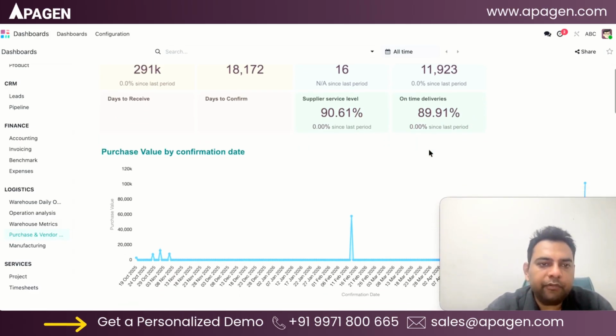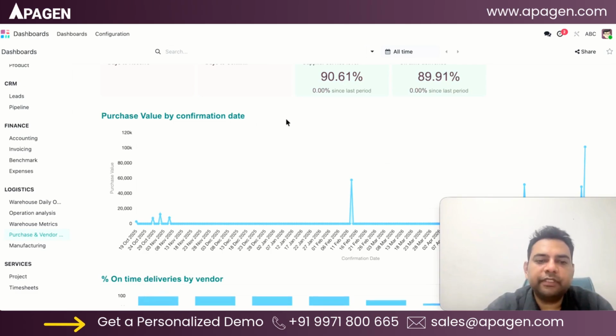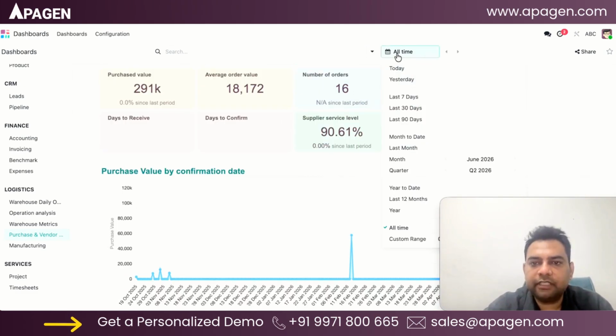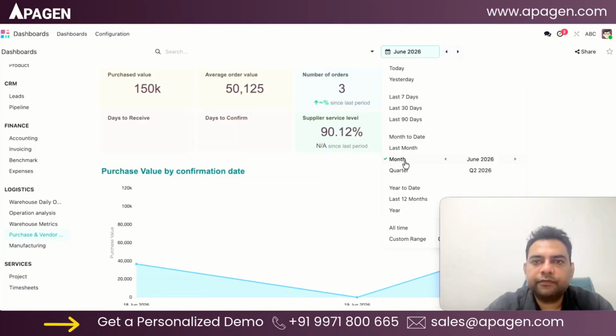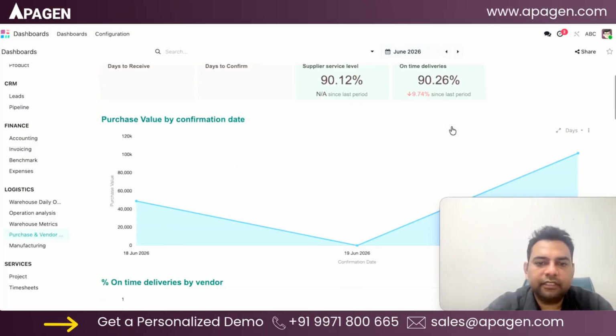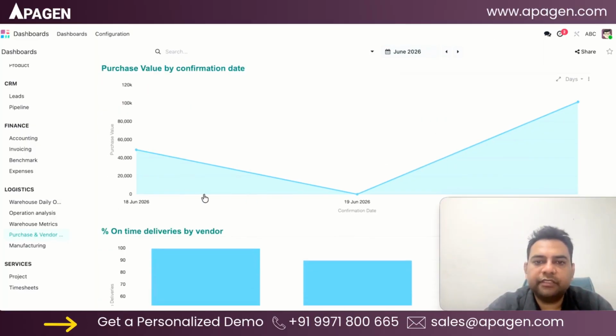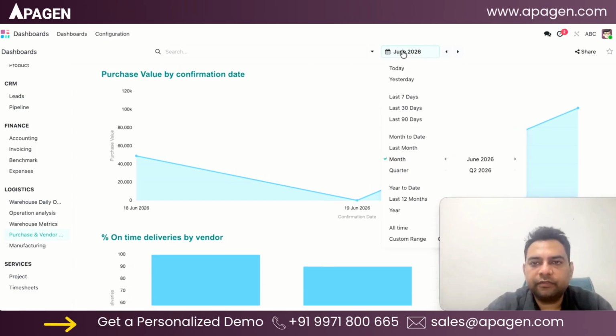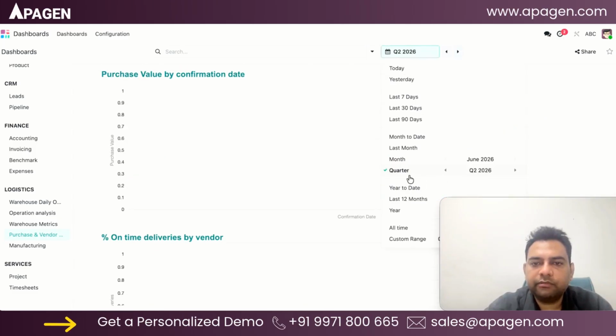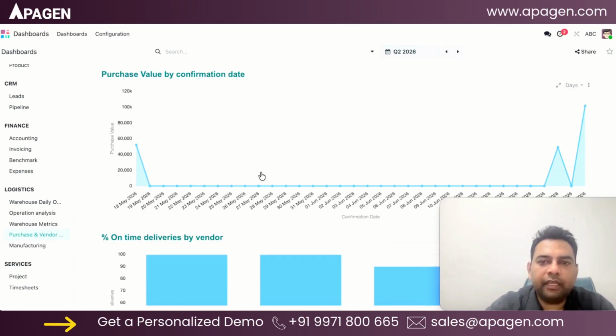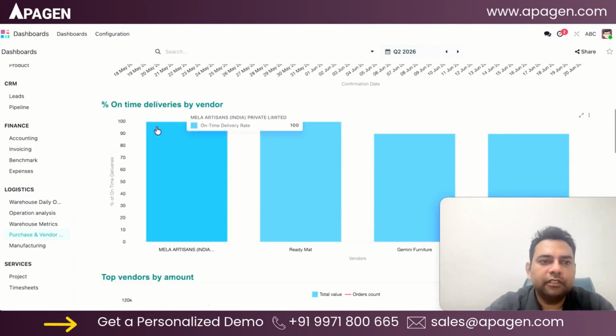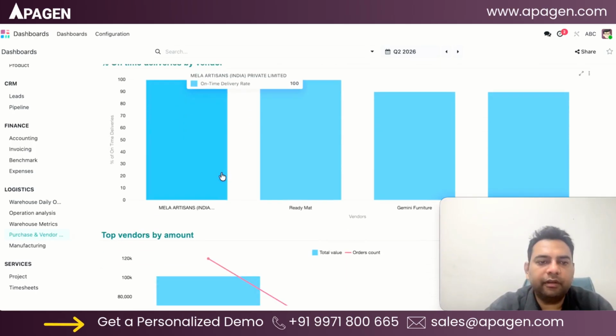Then I'm able to filter purchase value by a specific date. So if I filter this, let's say for the month of June 2026, then I'm able to see specific days here, three specific days. If I look at a particular quarter, then I can see the different days. What are the percentage on-time deliveries by vendors? We can see certain names appearing here with their numbers.